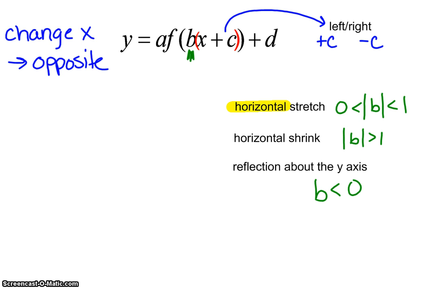Now, for this to work out nicely for us, what we always want to do is factor the coefficient of x out. I want to have it so I have B, and then in parentheses, my quantity, x plus C. That's how we're going to change that. That's going to be the new piece.